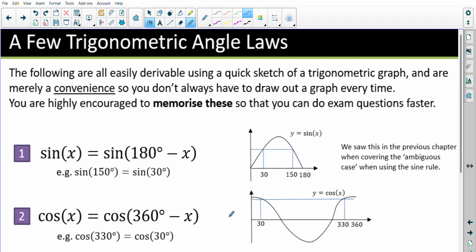So the next one, if we go to the cos rule then, we've got a cos graph here, similar to the sine one, but rather than doing 180 minus the angle, you do 360 minus the angle. So say you've got cos of 30 degrees. Now cos of 30 degrees is root 3 over 2. If I do 360 minus 30 degrees, I get 330. So cos 330 would give me the same answer, root 3 over 2.